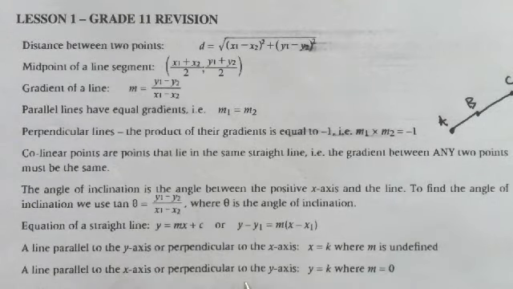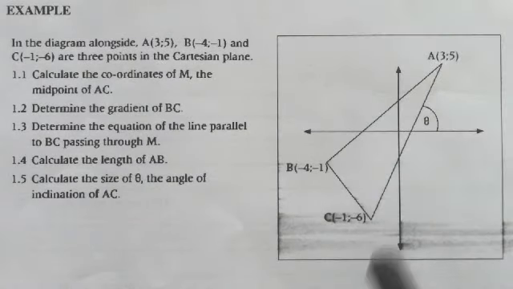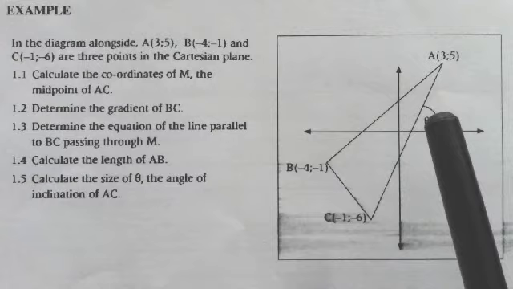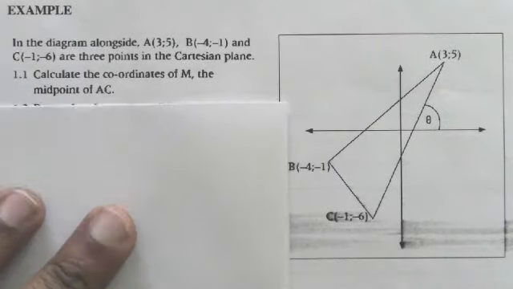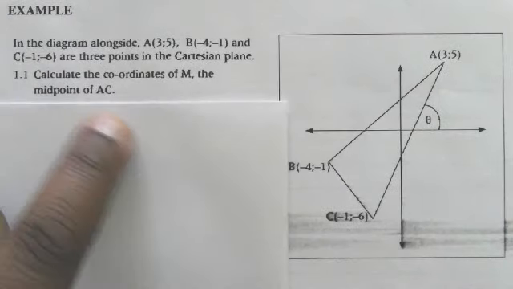Now, let's quickly go through that example on page 2, because that's a grade 11 kind of question. In the diagram alongside, which is this diagram here, the points A(3; 5), B(-4; -1) and C(-1; -6) are 3 points in the Cartesian plane. First question: calculate the coordinates of M, the midpoint of AC.